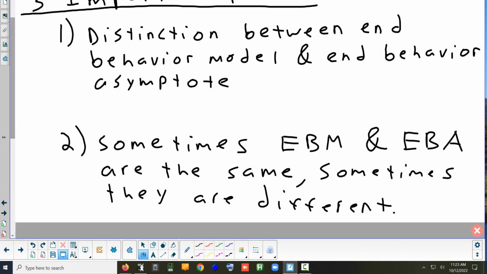Depending on the question, sometimes the EBM and the EBA come out the same. We don't really talk about EBA with the kind of problems we did yesterday. But for the ones we're doing today, we could talk about both of these, the EBM and the EBA. It might be the same and it might be different.